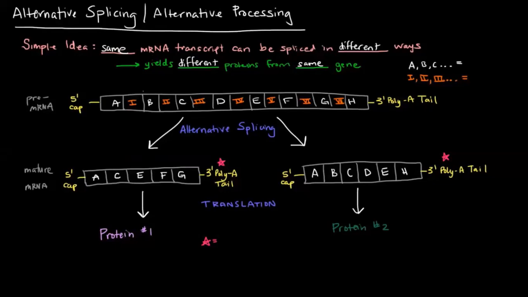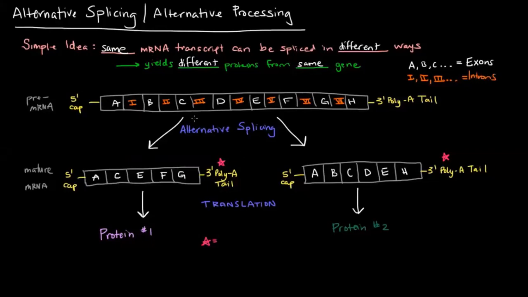So if we imagine this example here, this is a pre-mRNA here with its 5' cap here and its 3' poly A tail here, and each of these little letters here, A, B, C, all the way through H, will represent exons. So those are the sequences that are supposed to end up in the mature mRNA. And then these Roman numerals here represent introns, which will be cut out, and they will not be in the mature mRNA. So this can be spliced in a variety of ways.